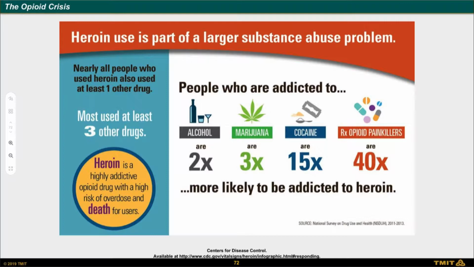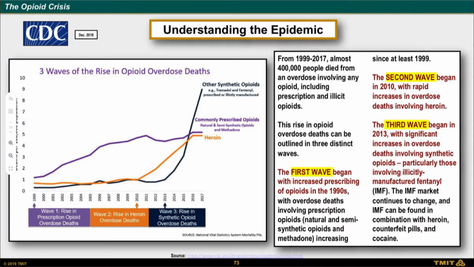We know that heroin use is part of the largest substance abuse problem. Nearly all people who use heroin also use at least one other drug. Most have used at least 3 other drugs. And you can see here that people who are addicted to alcohol, marijuana, cocaine, and opioids are more likely to become addicted to heroin. This is a very good slide that basically summarizes the CDC data.